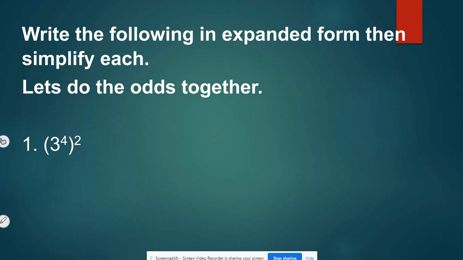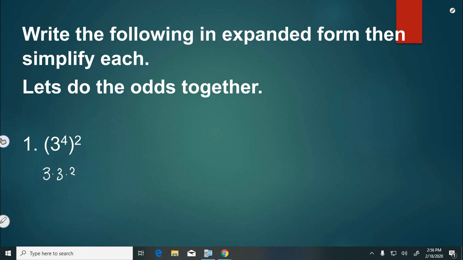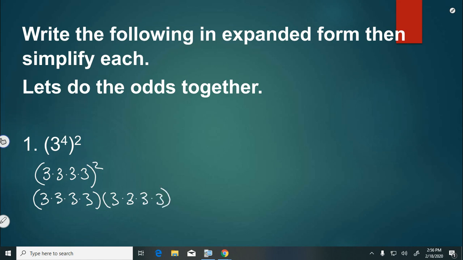Again, we're going to be doing the odds together. So when I say in expanded form, we're writing it out to show exactly what would be done. So 3 to the fourth is 3 times 3 times 3 times 3, and I'm squaring that. So that means I'm doing 3 times 3 times 3 times 3 times itself, which is 3 times 3 times 3 times 3 times 3 times 3 times 3 times 3. So really, I've got 3 to the eighth.